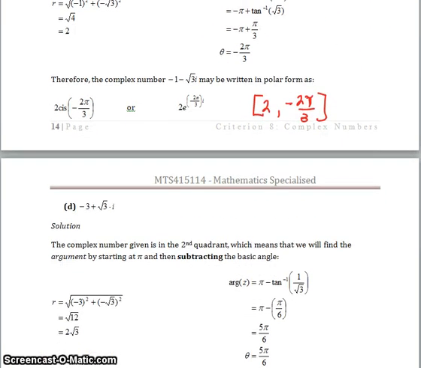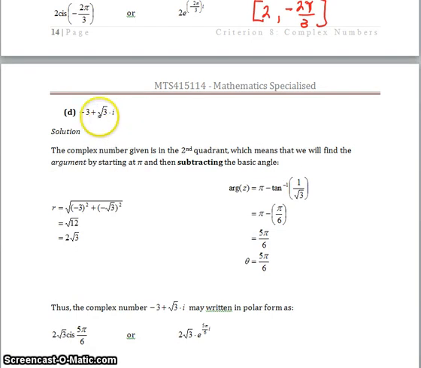Looking through at another example, negative 3 plus root 3i. Our modulus r, the square root of negative 3 squared plus root 3 squared, gives us 9 plus 3, which is 12. So the square root of 12 simplifies to 2 root 3. So there's our modulus. In order to find our argument, we're going to find out which quadrant it is in. Real part is negative, imaginary part is positive, so we know it's in the second quadrant.